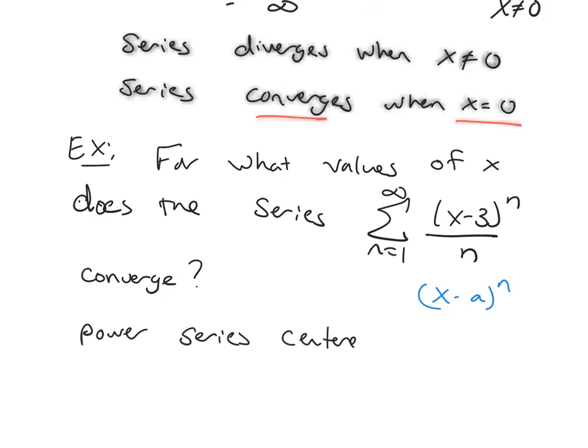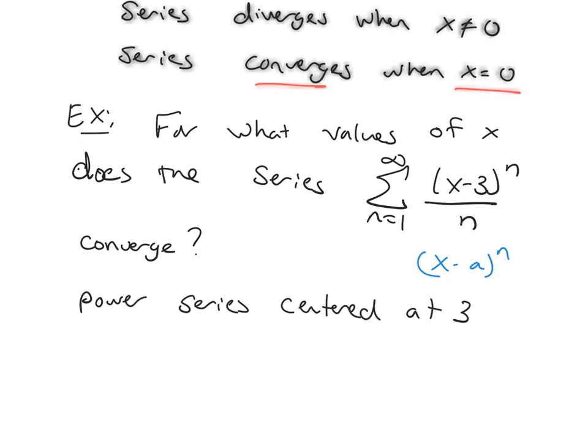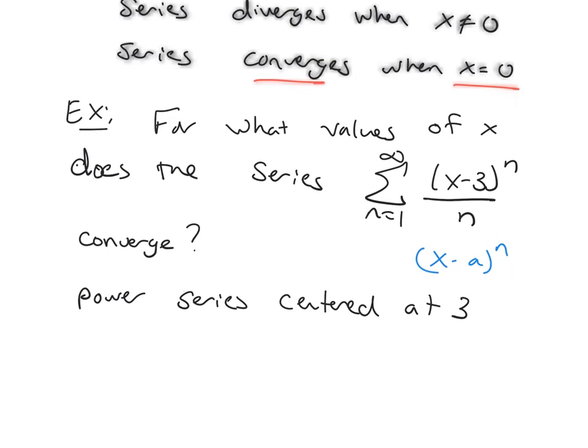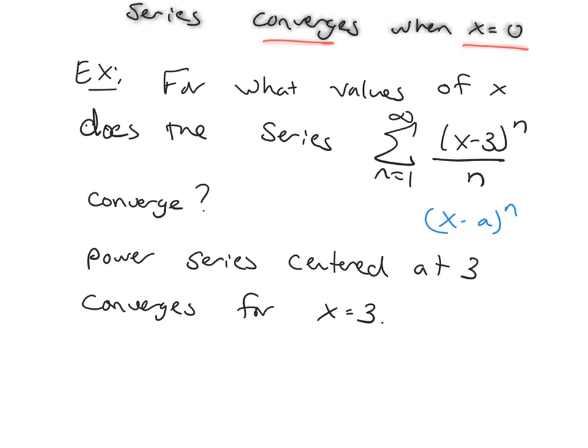centered at 3. And so remember, we always know that a series converges where it's centered at. So I know that this converges for x equal to 3. But I want to know all of the values.